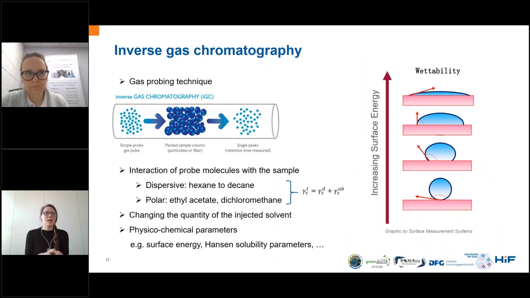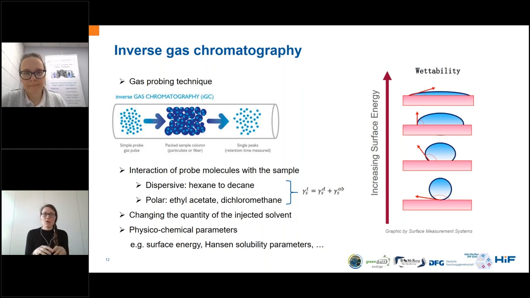Okay, so now I want to come to the IGC results. So as I said before, the IGC, it's a gas probing technique. So we have this column, and inside the column, we have our particles that we want to analyze. And then we send different probe molecules through the column. And depending on the interactions of the probe molecules with the sample, we can then obtain information about the surface energy. Of course, there's a range of other parameters that you can also extract, like Hansen solubility parameters, work of adhesion.